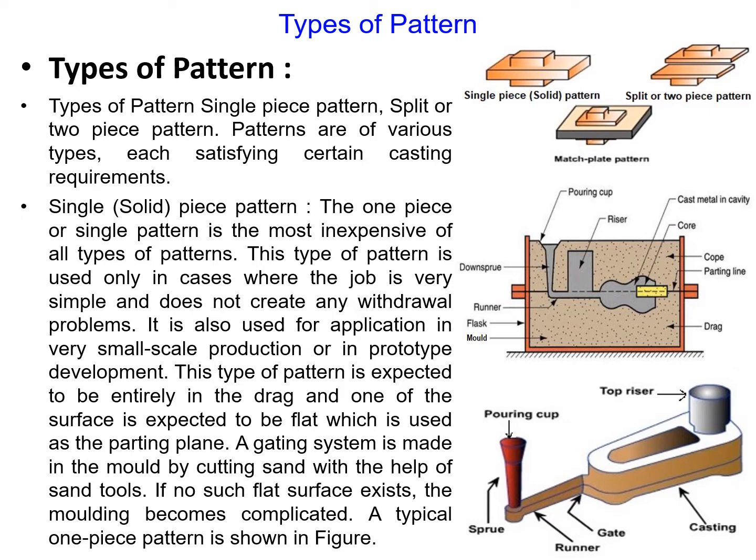This type of pattern is expected to be entirely intact and one of its surfaces is expected to be flat, which is used as parting plane. The parting surface is made in the mold by cutting sand with the help of a sand tool. If no such flat surface exists, the mold becomes complicated, as the typical one-piece pattern shown in the figure.